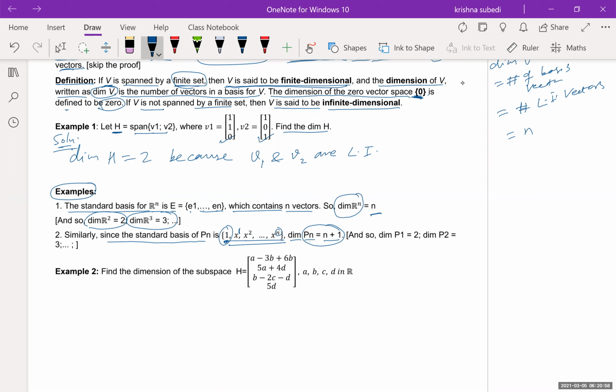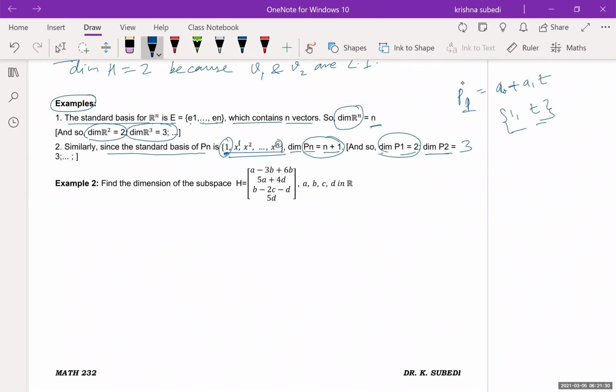By the same token, the dimension of P1 is 2, because in order to generate a polynomial of degree 1, that means a0 plus a1 t. Okay, so that means 1 and t is the standard basis for P1. So there are two linearly independent vectors. For P1, 2, and in the same way, the dimension of P2 will be 3, and so on.